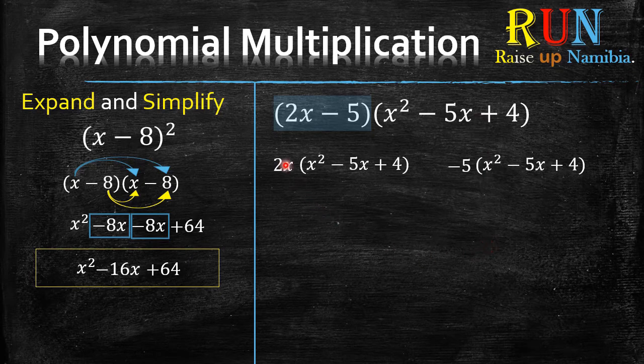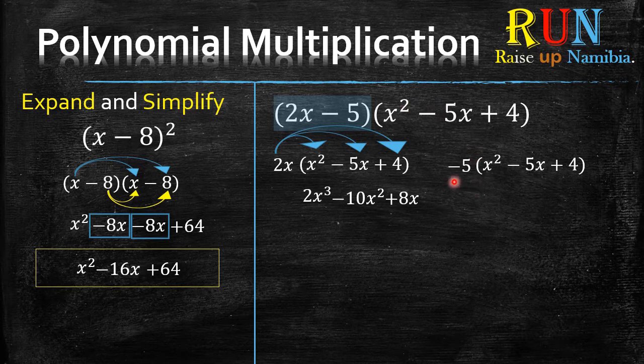So let's start multiplying the first term, which is the 2x. What is 2x multiplied by x squared? That will give you 2x cubed. What is 2x multiplied by -5? That will give you -10x squared, okay? What is 2x multiplied by 4? That will give you +8x, okay?